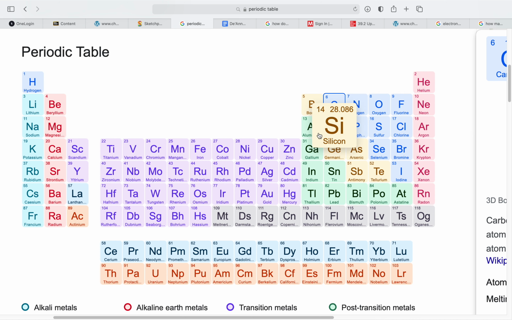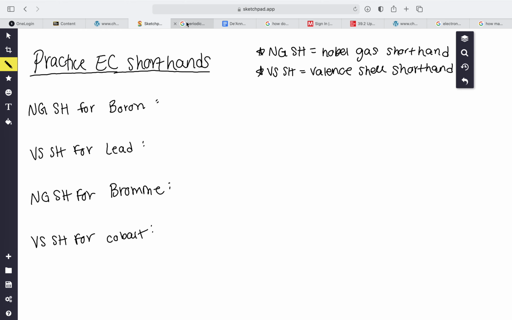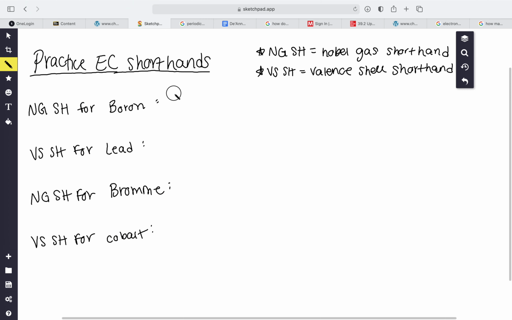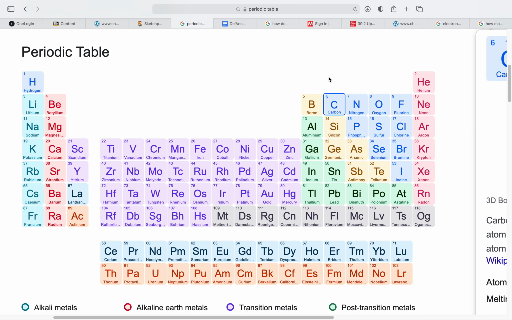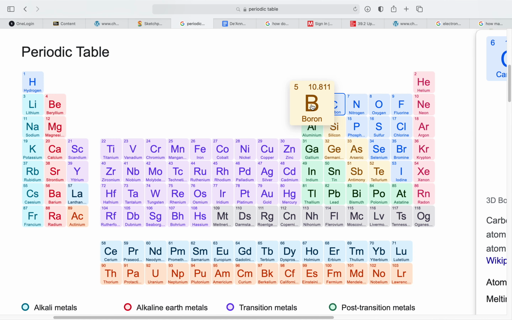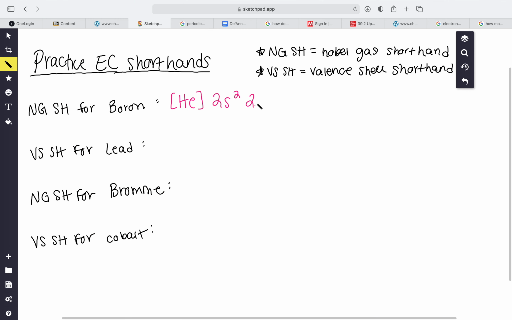We're looking at boron first. Boron. Oh, that one's easy. What does it want? It wants the noble gas. The noble gas before boron is helium. So I'm going to write that down first. Good old helium. And then we're going to move down from helium, right? So helium, and then we have 2s2. And then after that, we just have 2p1.